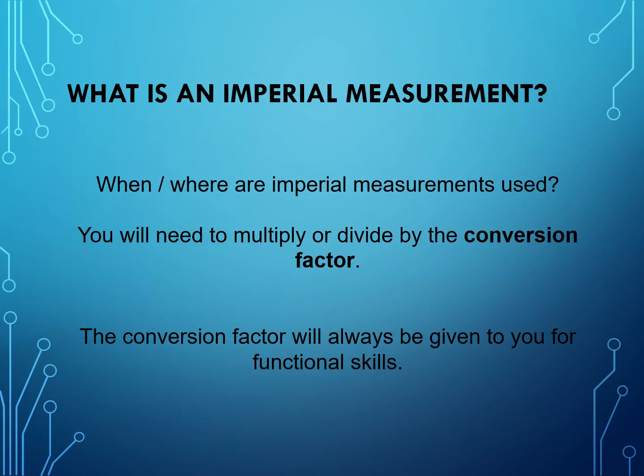So what is an imperial measurement? When and where are imperial measures used? Now you've probably come across this word imperial already when you were doing level 1 or in school, and this is parallel to metric measurements. So we have two systems of measurement, whether we measure length, weight or capacity: the metric system and the imperial system. Different countries around the world usually use one or the other. And sometimes, strangely enough, they might even have a mix: when it comes to length they might use imperial, but when it comes to capacity and mass, they might use metric.